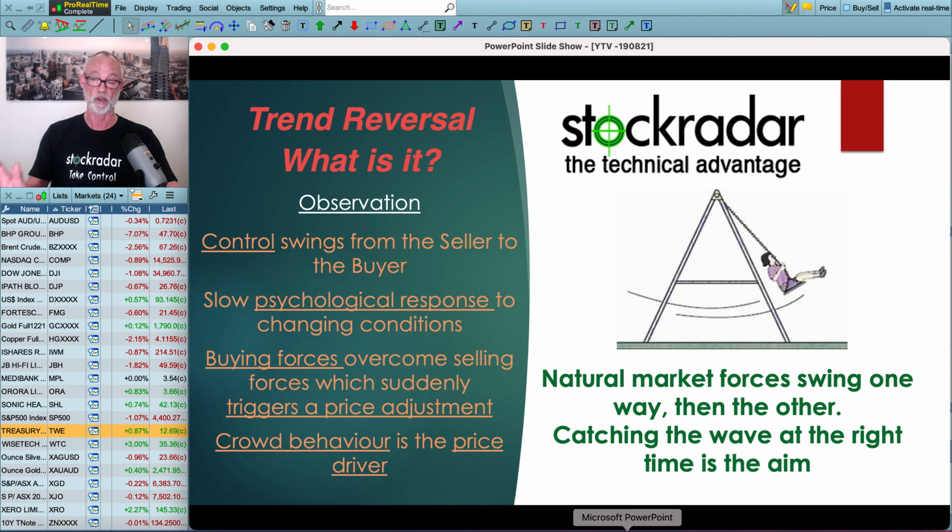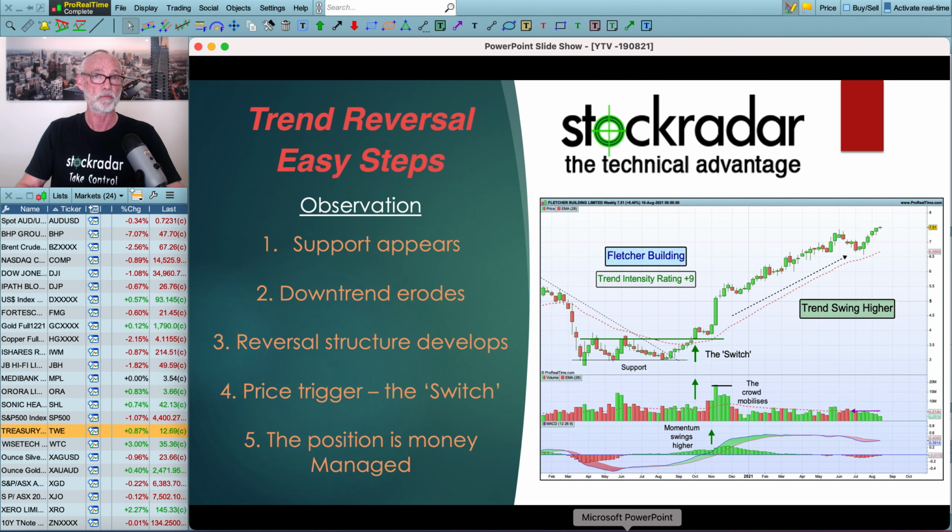Natural market forces swing one way then the other. Catching the wave at the right time is the aim, and that's what I do with my trade plan. Okay, it's about observation. So the trend reversal, easy steps. Firstly, support appears. So I'm going to use Fletcher Building as an example, and I see today that trend is continuing higher, amazing as it may seem, but it is.